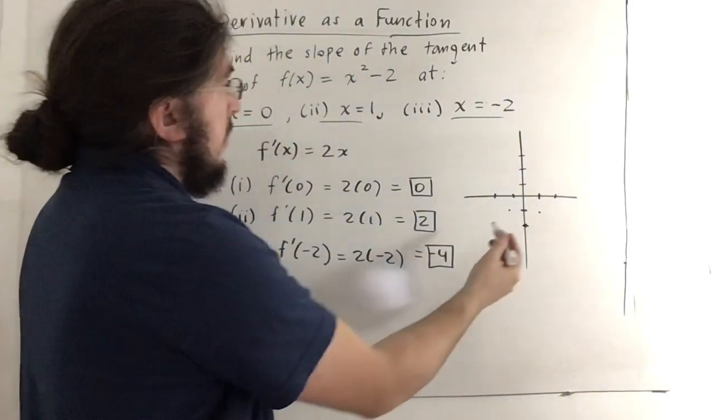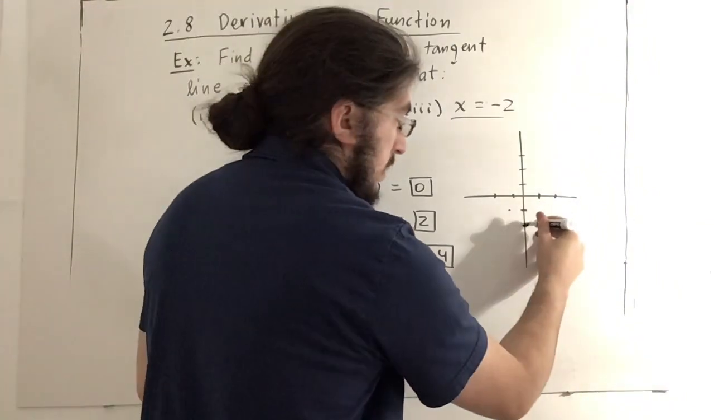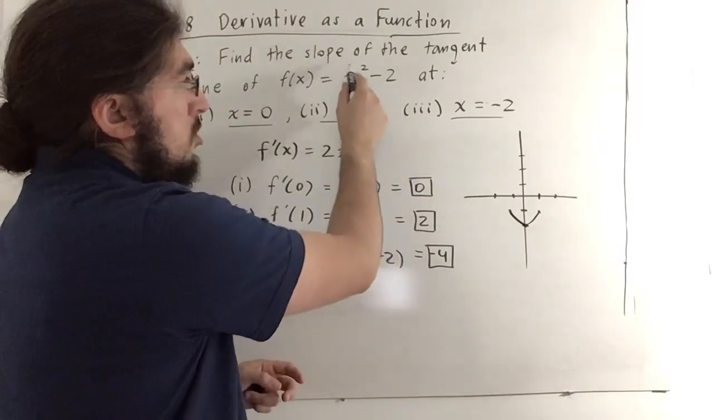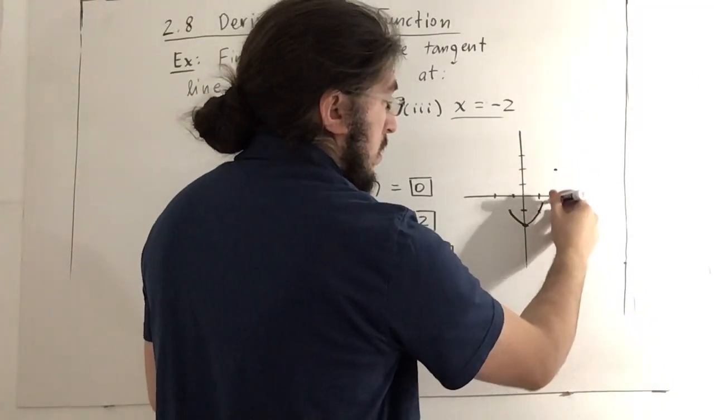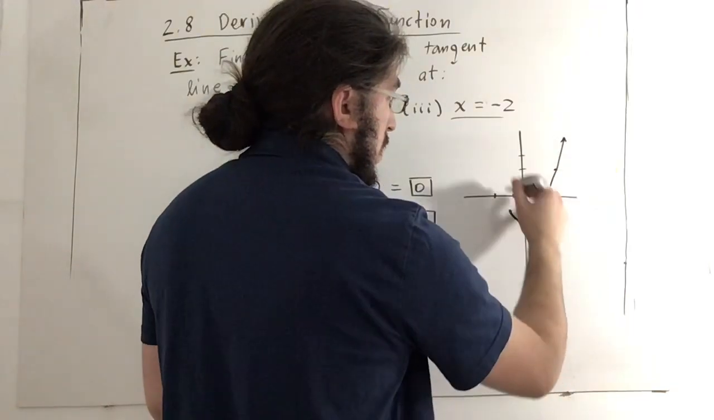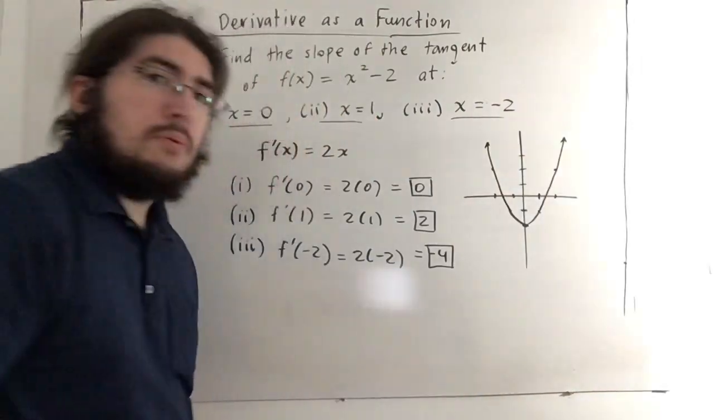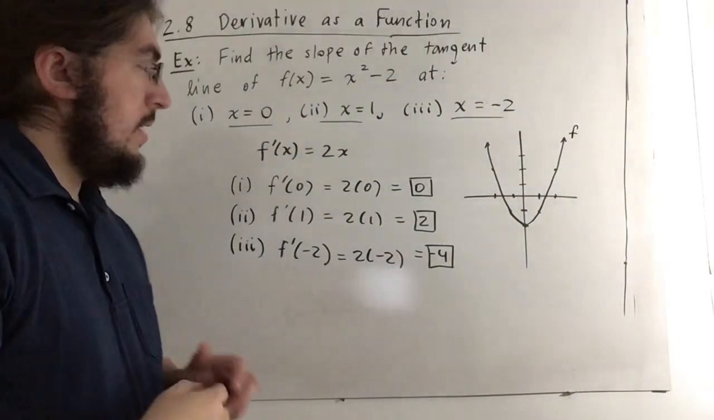If you plug in 1, you get 1 squared minus 2, which is negative 1, so you'll get this. If you plug in 2, you get 2 squared minus 2, which is 4 minus 2, that's just 2. Okay, so this is what the parabola looks like. This is f. Alright? Now what?